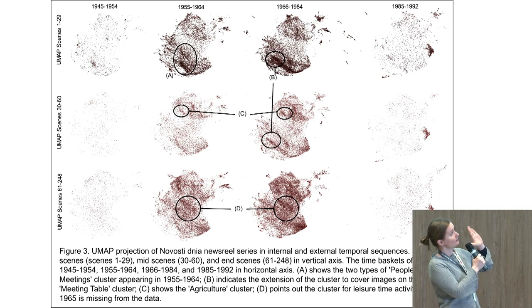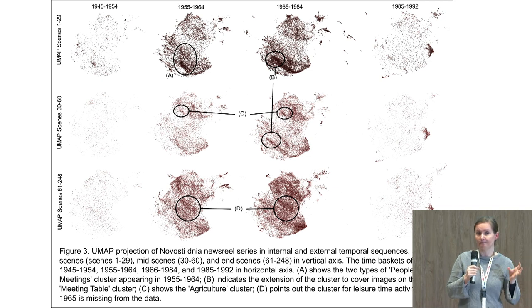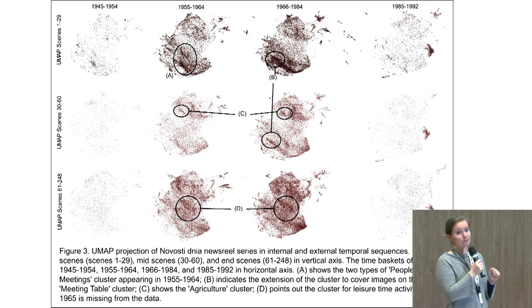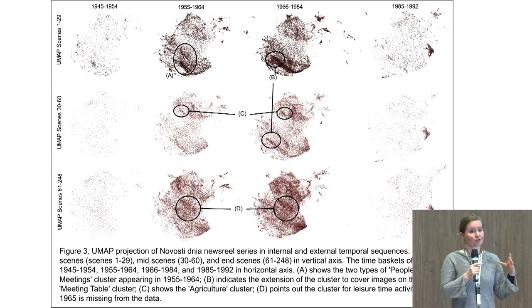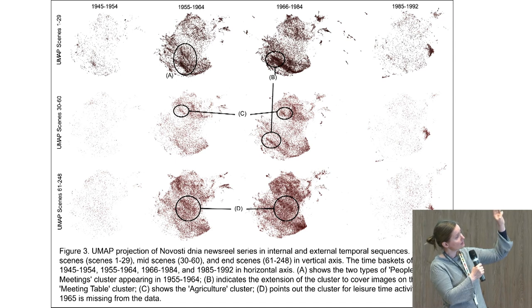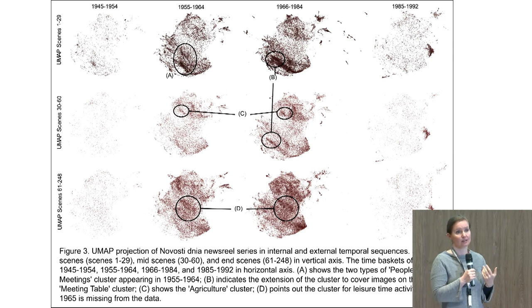On the horizontal axis, we have temporal yearly baskets, in a way. The baskets are not equal. They are based on my knowledge of Soviet history and Soviet cultural history. On the top row, we have the first scenes of the newsreels, then in the center, there are the center scenes, and at the bottom, we have the ending scenes. This is based on the way the newsreels were arranged.